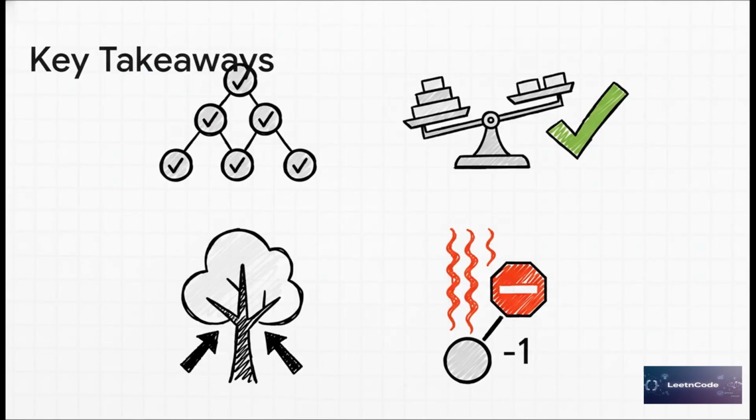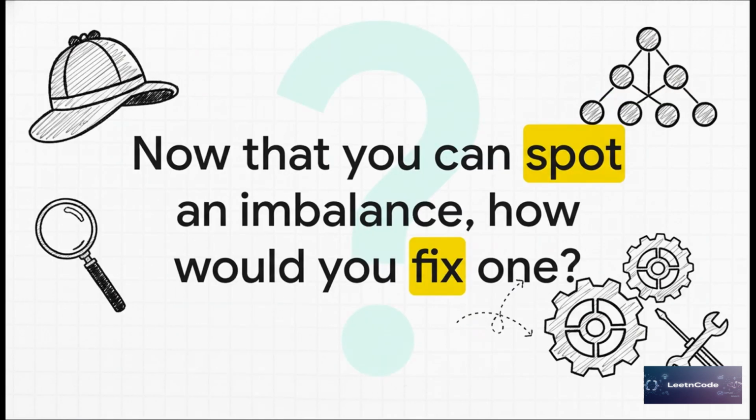So, to wrap this all up, what are the big ideas you should walk away with? First, balance isn't just about the root of the tree. It's a rule for every single node. Second, that rule is simple. The height difference can't be more than 1. Third, checking from the bottom up is the smart, efficient way to do it. And finally, using a special signal like -1 is an awesome trick to stop work the second you know the answer.